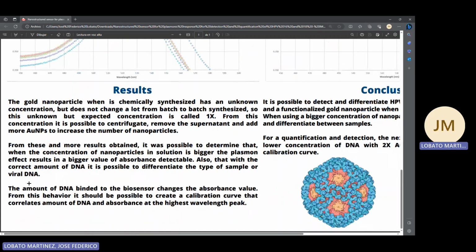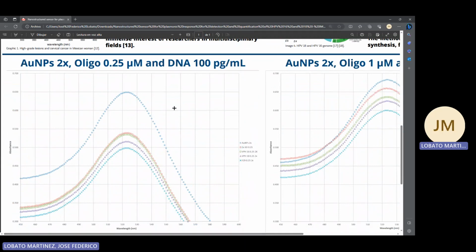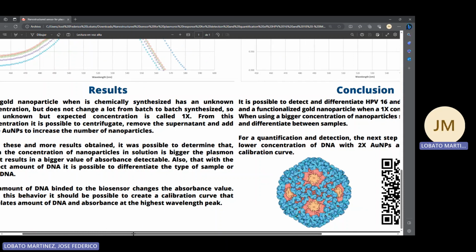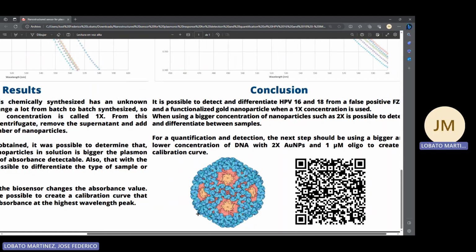This is something that we are currently working on. We are not only changing the concentration of gold nanoparticle and oligo, but we are also changing the DNA concentration of the samples to create a calibration curve that can differentiate and also quantify the amount of DNA and possibly detect how long the infection has been in a person.